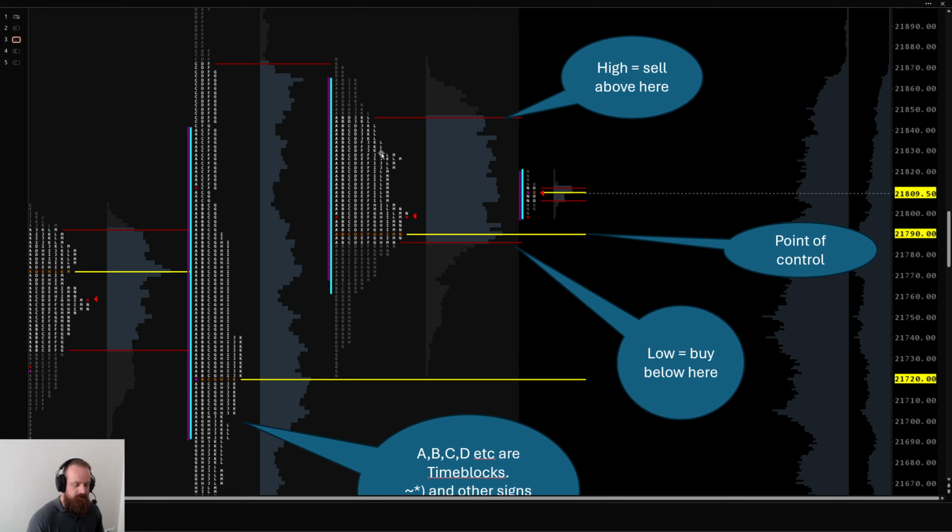Now, for my TPO chart, I have marked out the high and the low and the point of control. Those are the most important things for me. So once price reaches the high, anything above, and of course, depending on the price action, I will be looking to sell over here and vice versa. If the price is lower than this, I will be looking to buy.